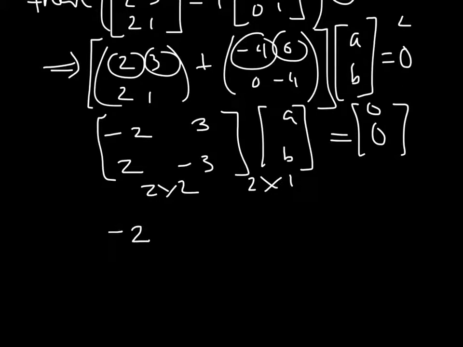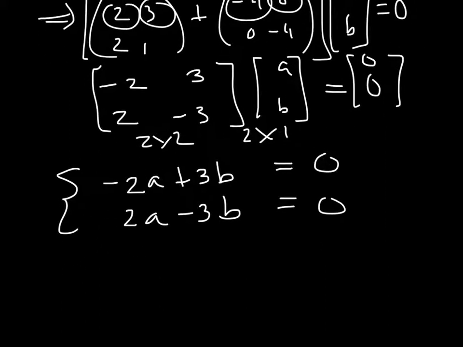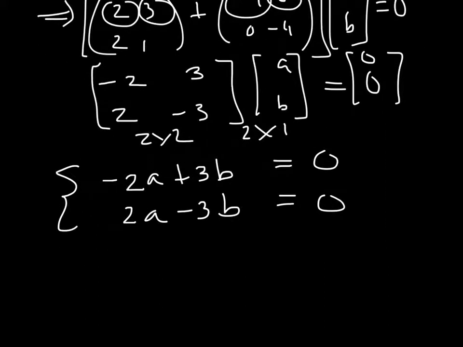If I multiply this 2 by 2 matrix by this 2 by 1 matrix, I do row times column, row times column. I get negative 2a plus 3b equals 0, and 2a minus 3b equals 0. So this is a system of linear equations. I went from matrices to non-matrices, and you've solved many of these systems in algebra. You can use substitution, elimination, Gaussian elimination, or matrices, but this is a 2 by 2, so it's very easy.